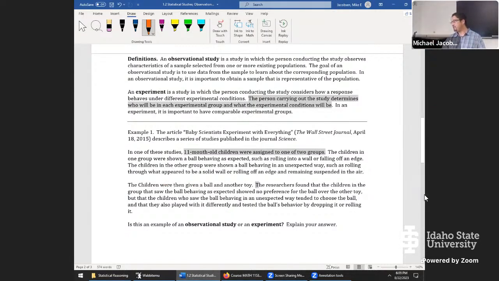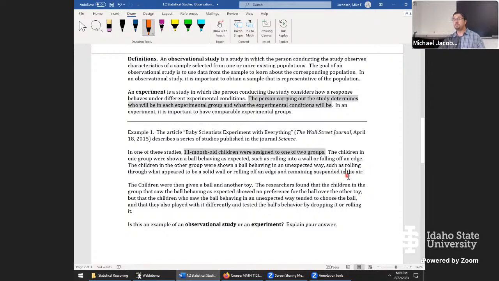The researchers found that the children in the group that saw the ball behaving as expected showed no preference for the ball over the toy. Makes sense, right? It's just an ordinary ball. But that was the first group. In the second group, the children who saw the ball behaving in an unexpected way tended to choose the ball to play with and also play with it differently. They're trying to understand just what was going on, what's happening with physics, what's happening with reality, by dropping it or rolling it.